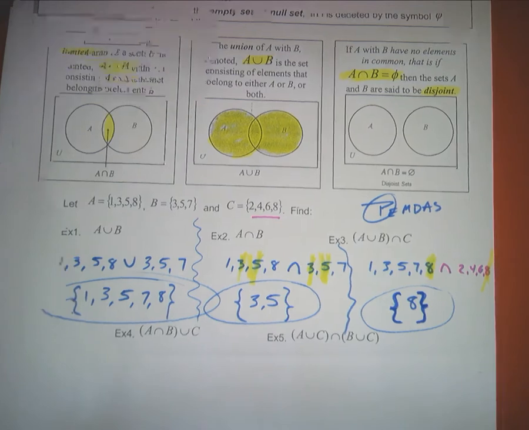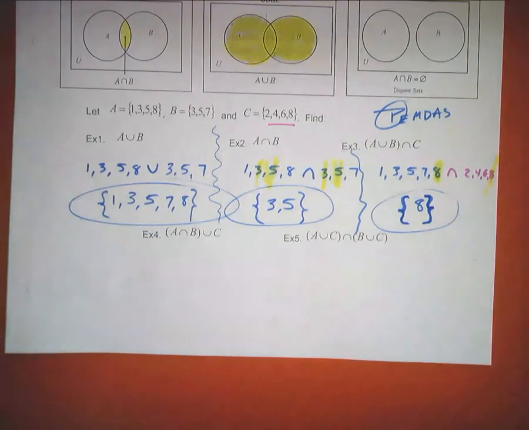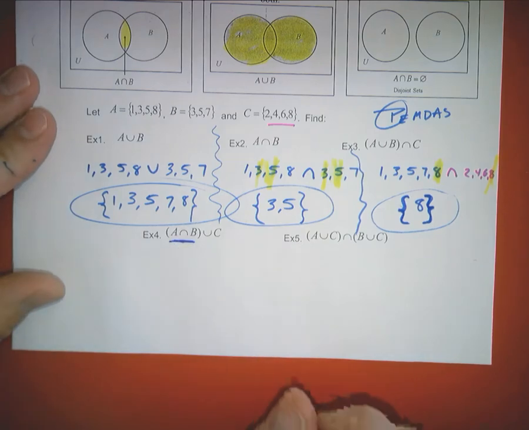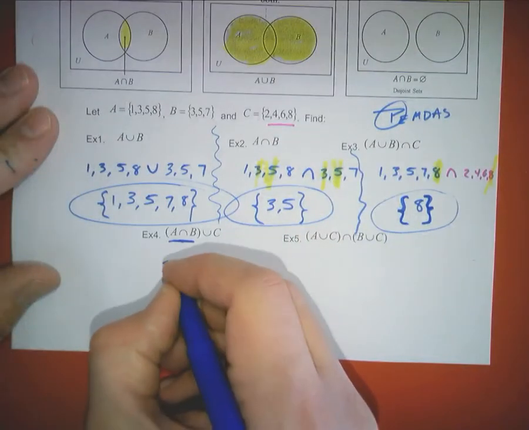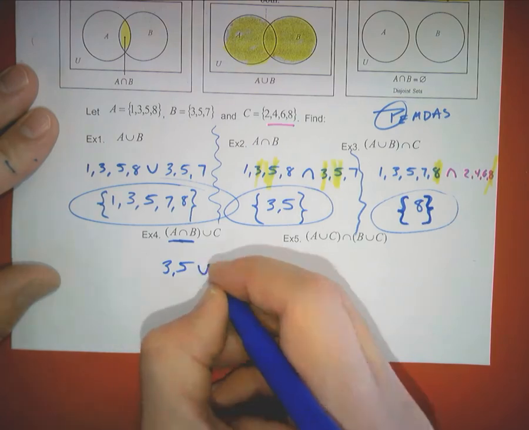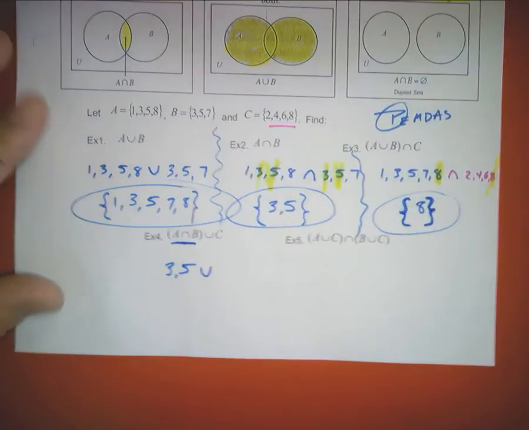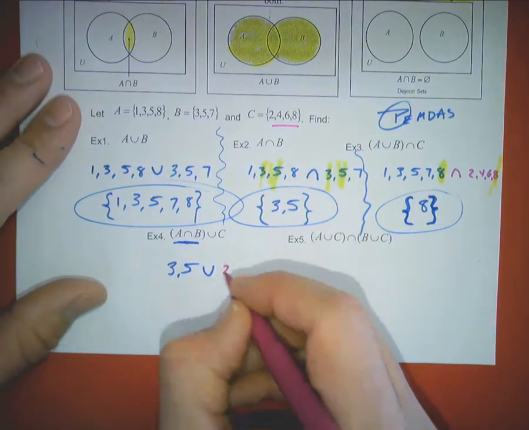All right. So when I take a look at the next one, number 4, please excuse my dear Aunt Sally, do my parentheses first. So I'm going to do this one first. I'm going to do the intersection of A and B. We've already done that, right? In example 2, the intersection of A and B we know is 3 and 5. And then I'm going to do the union with C. So again, C is 2, 4, 6, 8.